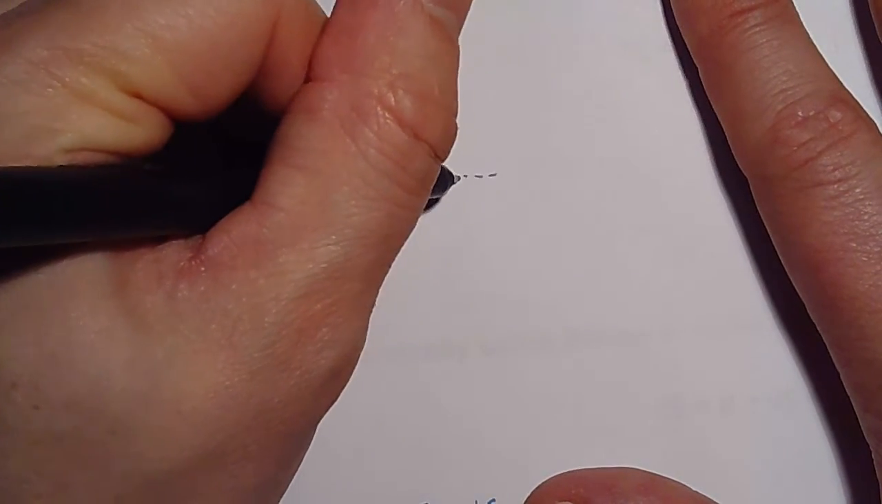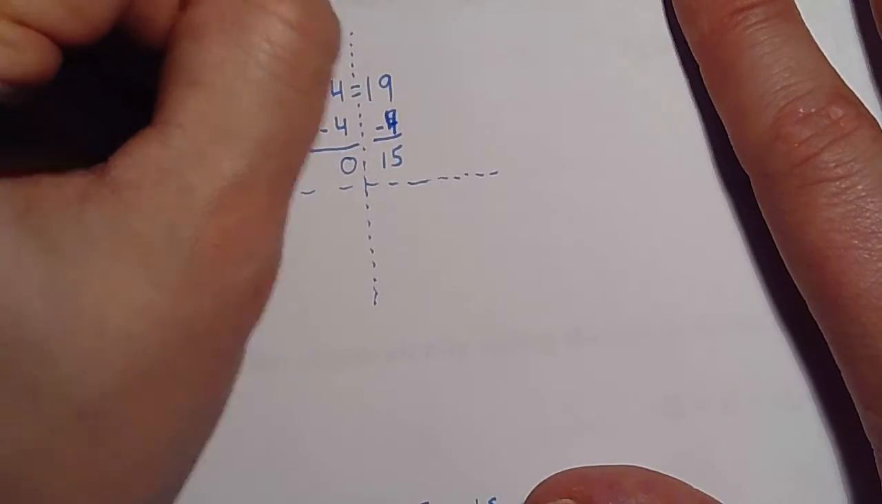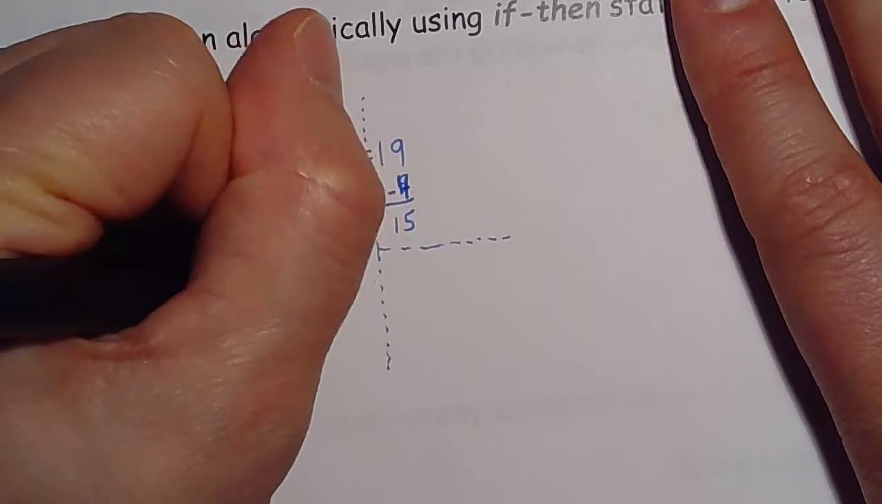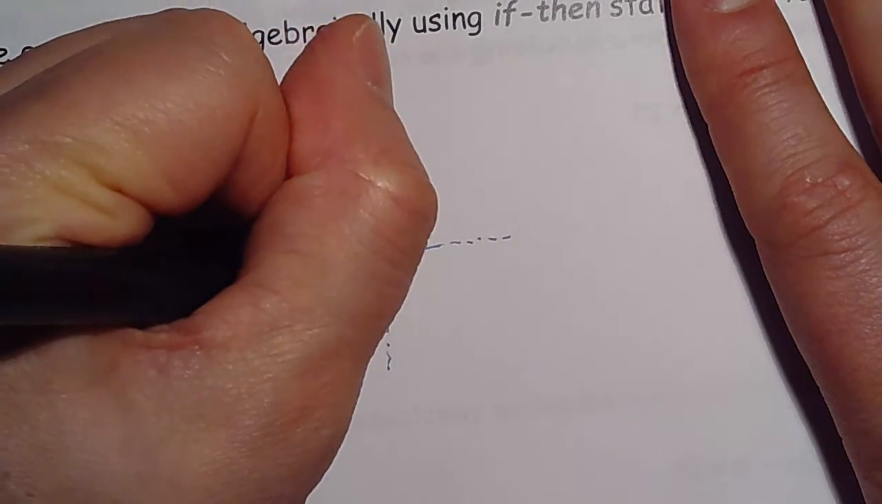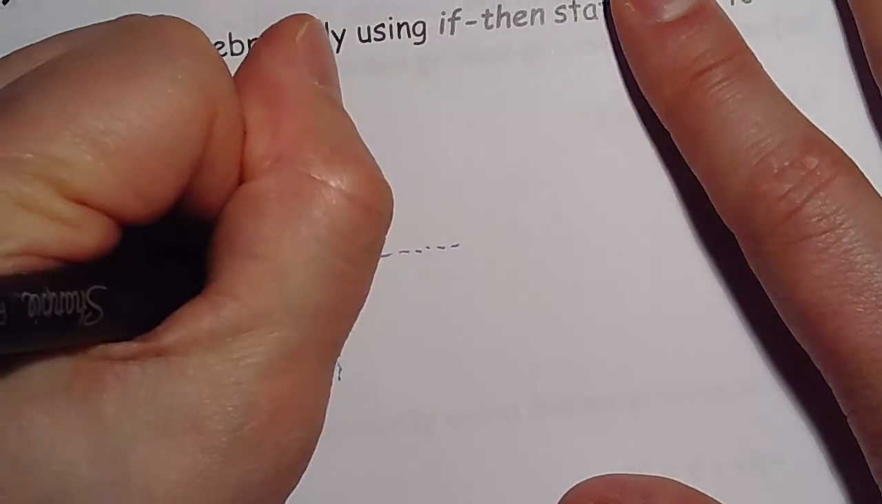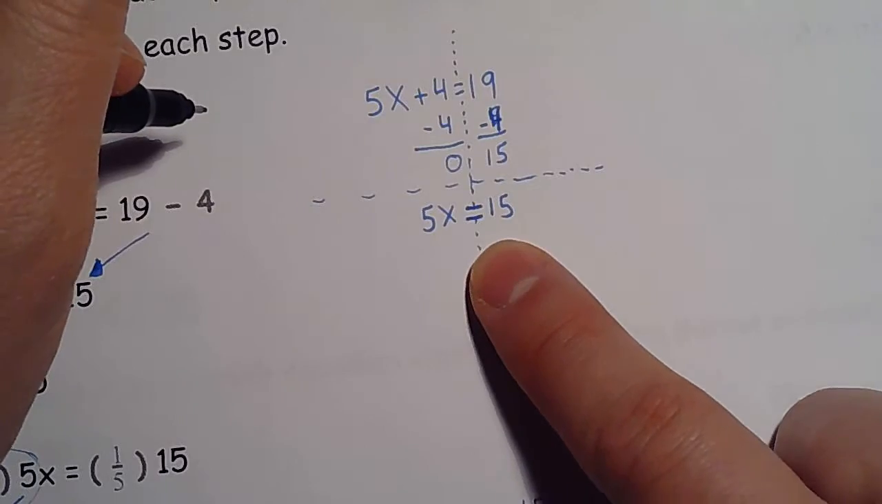Okay, so I'm going to rewrite. Next step, I bring down what's left. So the 4 is canceled out. I'm left with 5x equals 19 minus 4, we said, is 15. We're left with 15 over here. So now we have 5x equals 15.